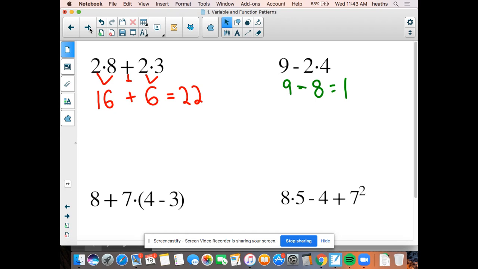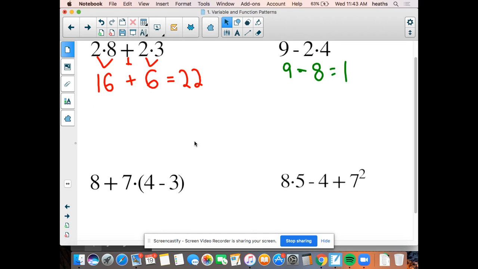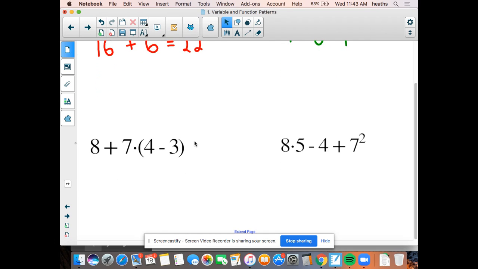Okay, we're going to do 2 more examples, and then we will be done for this video. So let me scroll down. So our next one, a little bit more difficult. We have a little more going on in this problem. So we have 8 plus 7 times parenthesis 4 minus 3.